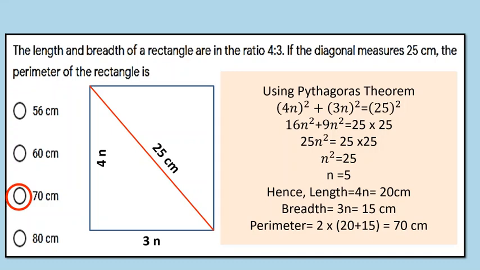You have studied how to find the perimeter of the rectangle. 2 into L plus B is the formula. But to find this L and B, you need to use Pythagoras theorem. Those who find it difficult, you can leave this, okay? 4n into 4n may sometimes be very difficult. But you can try this. Going to higher classes, next you should know how to solve these kinds of problems.